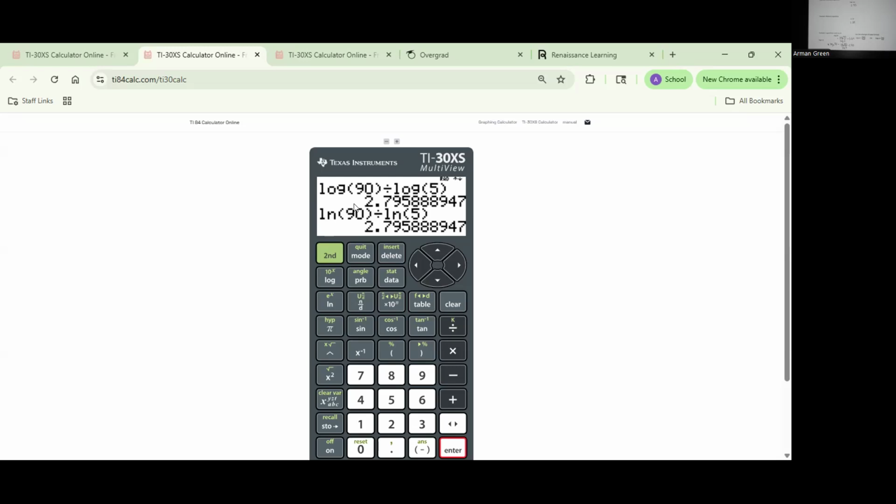So what I mean by that is that I can't type in log of 90 divided by the natural log of 5. Because if I'm changing it up and mixing it up, as you can see here, you're going to get a different answer altogether. So be consistent. You're either going to use the natural log for both numbers, or you're going to use the regular log button for both numbers. Don't mix it up. All right. Let's go ahead and stop sharing.